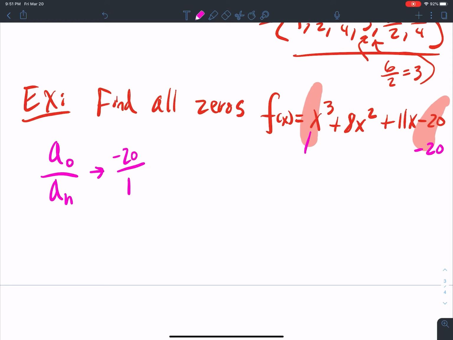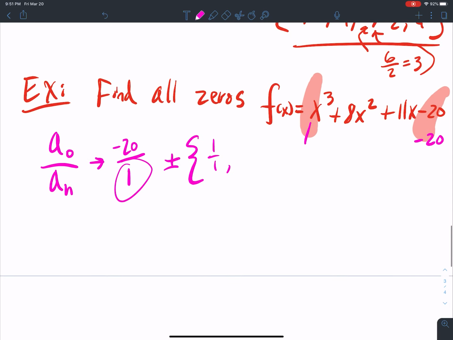So factors of -20, those are going to be plus or minus 1 over 1. Now all of these are over 1, so I really don't have to write the over 1, so I'm just going to knock out that over 1. Also, you're going to have 2, because 2 is a factor for 20. 3 is not a factor, but 4 is. 5 is. 10 is. And 20 is.